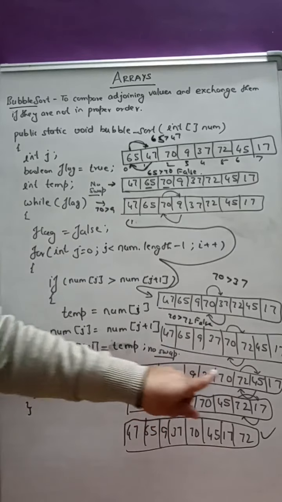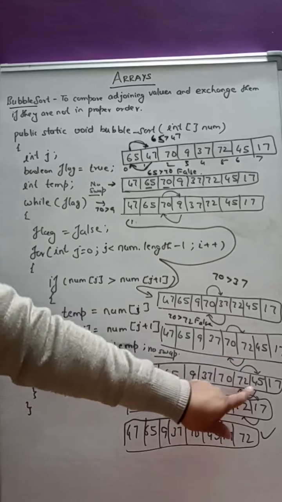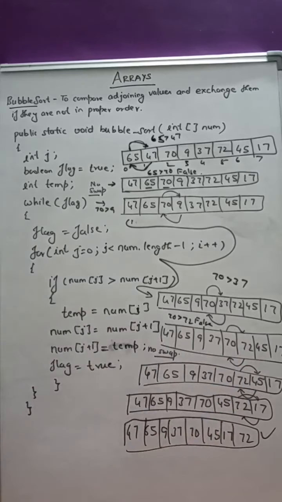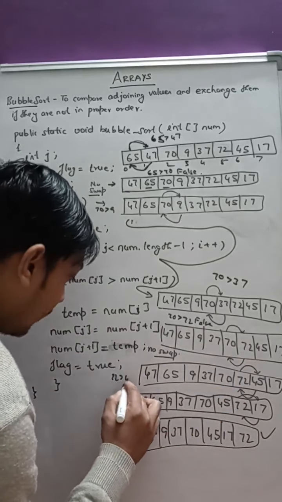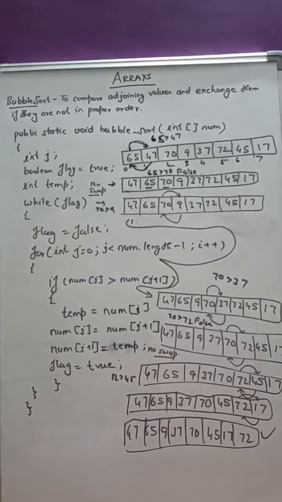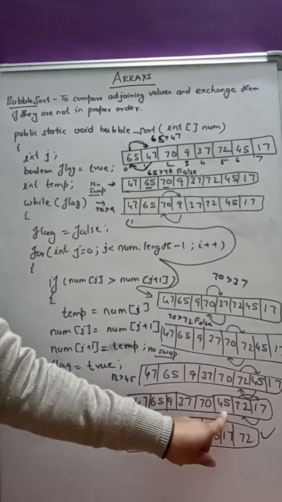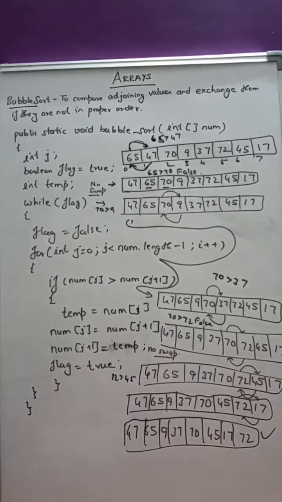Now after this, you will be comparing 72 and 45 over here, and you will find that 72 is greater than 45. This condition is right over here. So when the condition is right, you will again be swapping the numbers. So 45 will be placed over here and 72 will be placed over here.